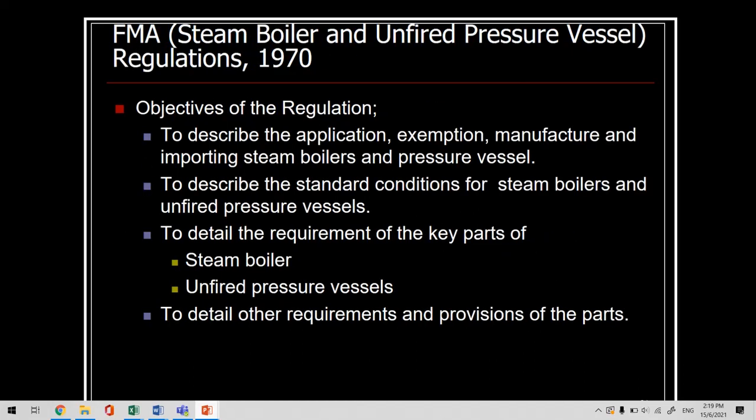And kita ada objektif of the regulation to describe ataupun untuk menerangkan berkenaan dengan aplikasi, exemption, manufacture and import of steam boiler and pressure vessel. And to describe untuk menerangkan standard condition of steam boiler and unfired pressure vessel. To detail the requirement untuk menelitikan segala keperluan yang diperlukan oleh setiap part, key part of steam boiler and unfired pressure vessel, and to detail other requirement and provision of the part.